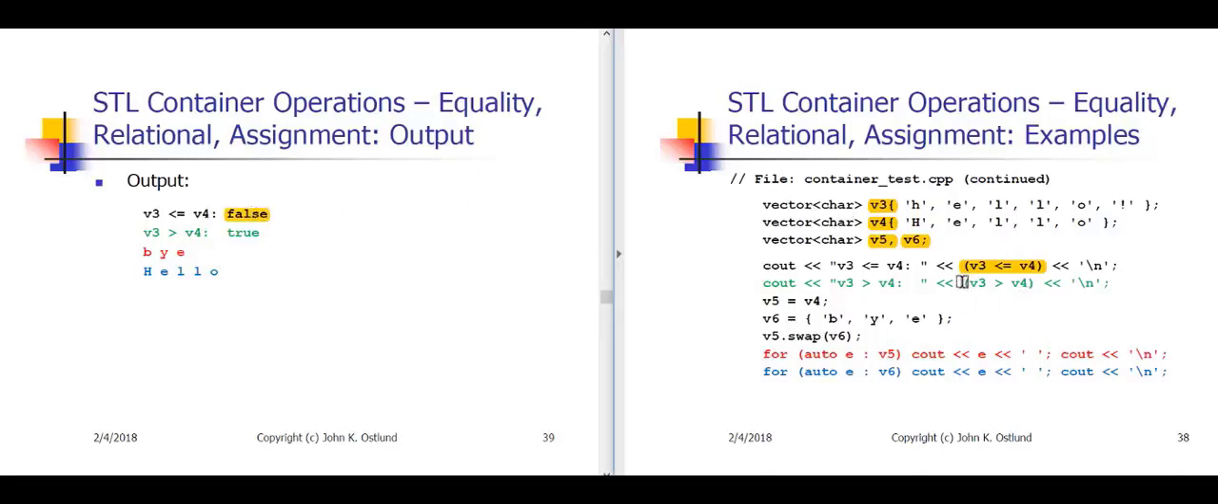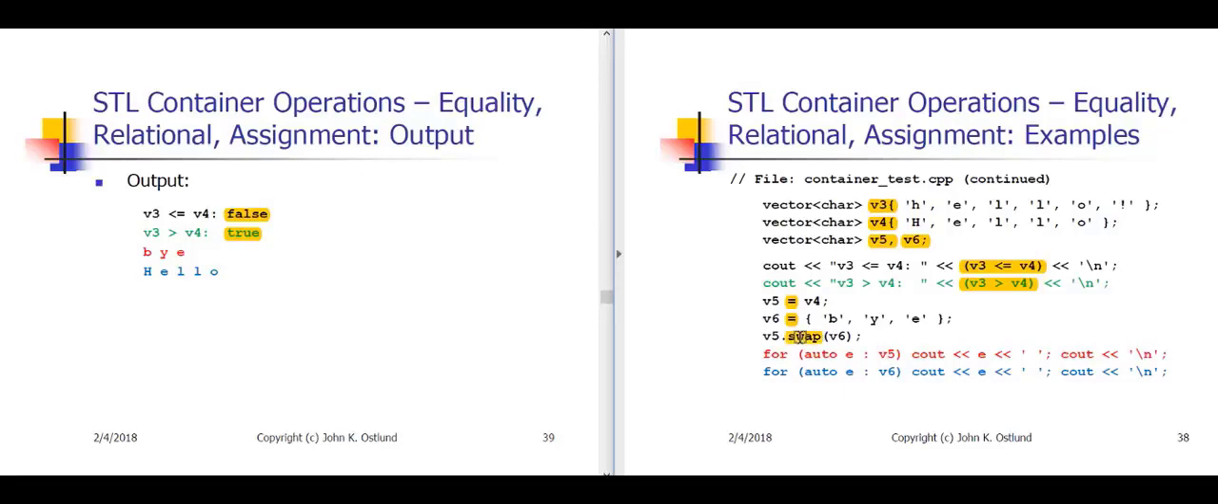Then in the next statement, we are testing whether v3 is greater than v4, and indeed it is. Again, we only have to compare the first char of each of these vectors to discover that little h has a greater value than capital H. So what's displayed there is true. Here we're doing assignment so that v5 now contains a copy of v4, capital H, little e-l-l-o. Here we're doing assignment of an initialization list, which is a nice thing to be able to do.